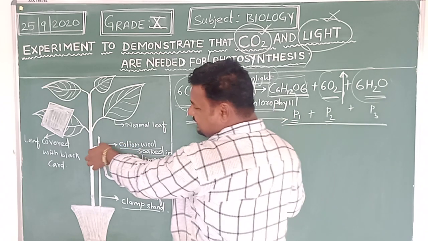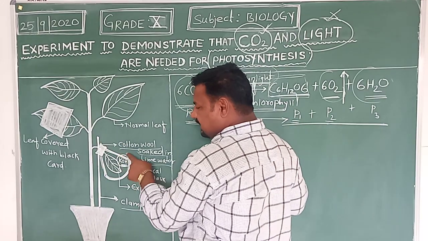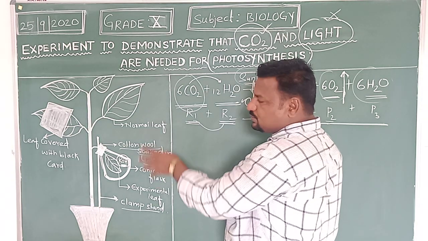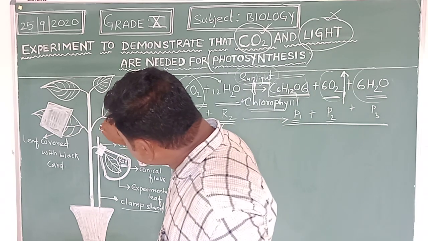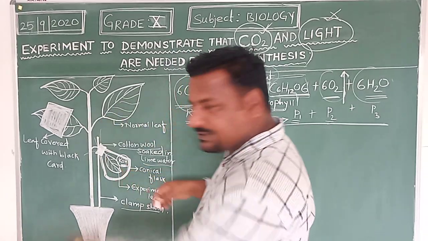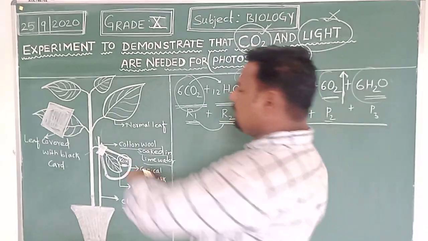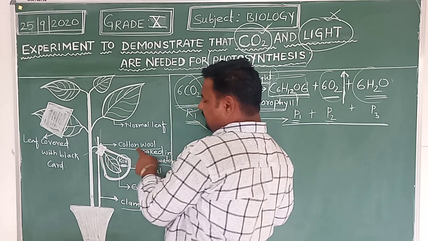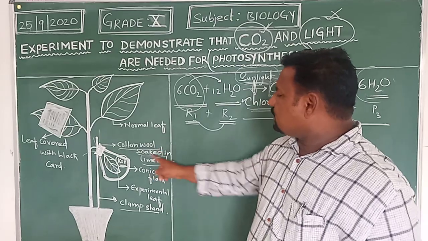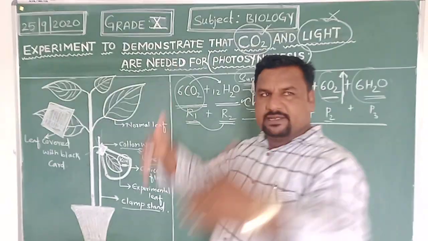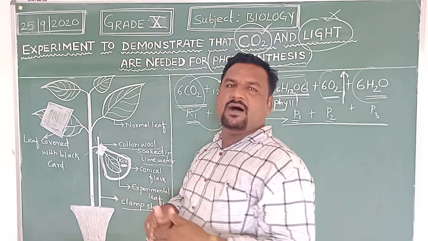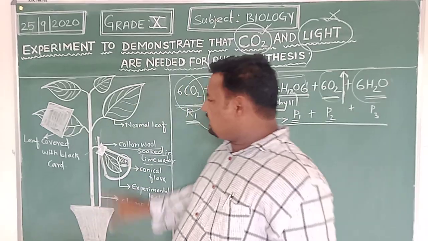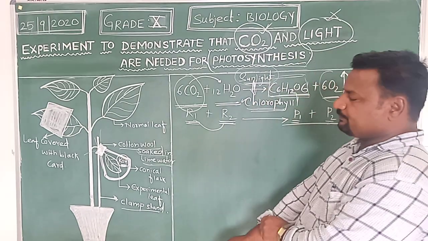Why is it kept here? The mouth of the flask is covered using cotton wool soaked in lime water because it prevents the further entry of carbon dioxide into the flask. Therefore, we have to cover the mouth of the flask using cotton wool soaked in lime water. It will prevent the entry of carbon dioxide from the outside sources into the flask. In this way we have set this up.